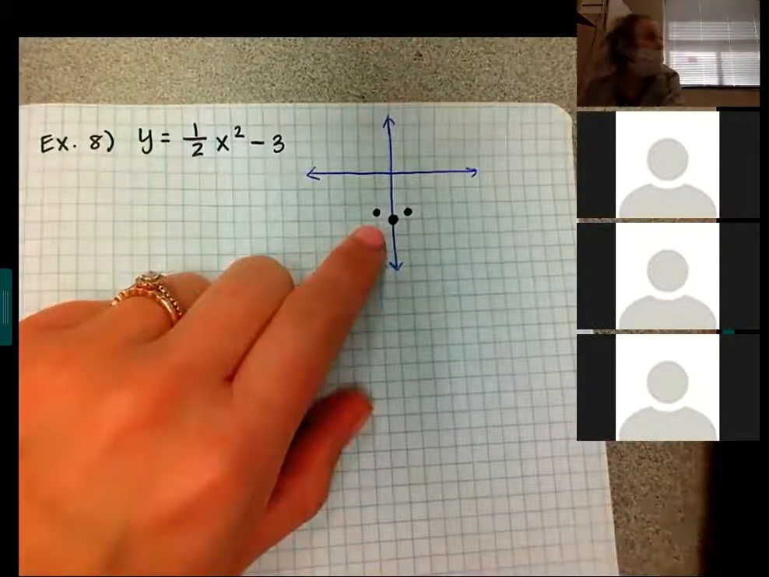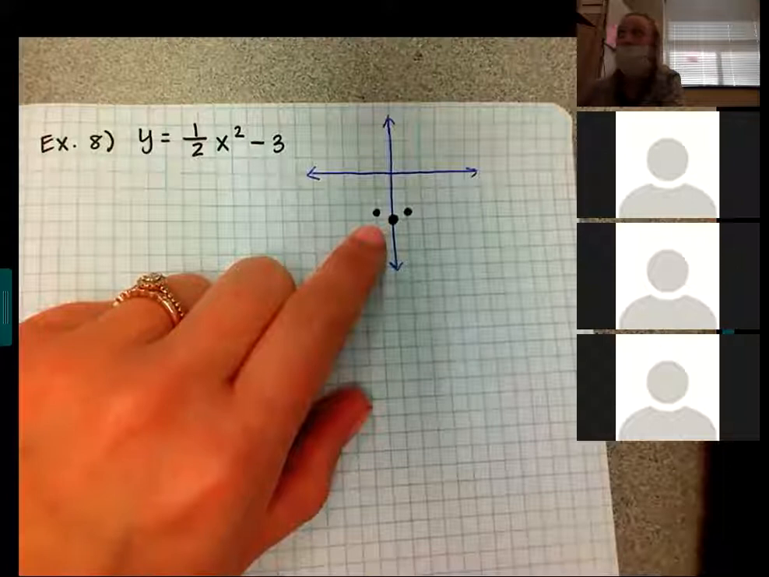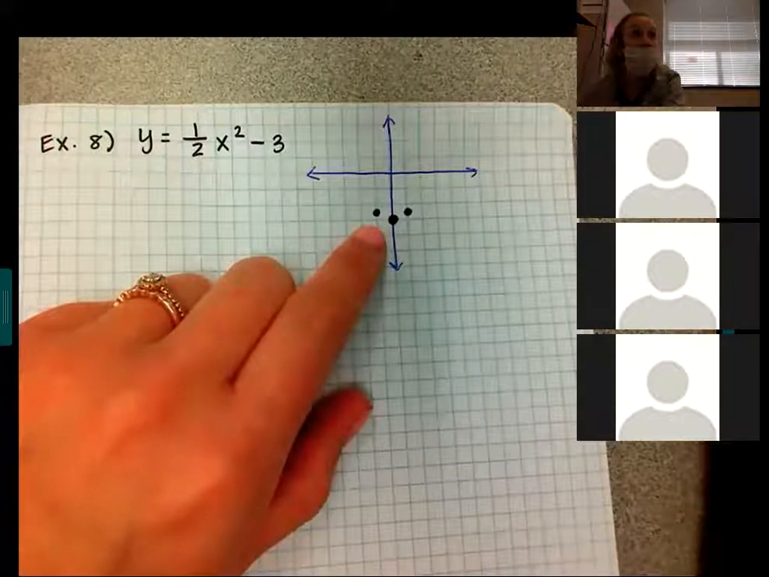Did I lose anybody? I went up a half because that A value is positive 1/2.